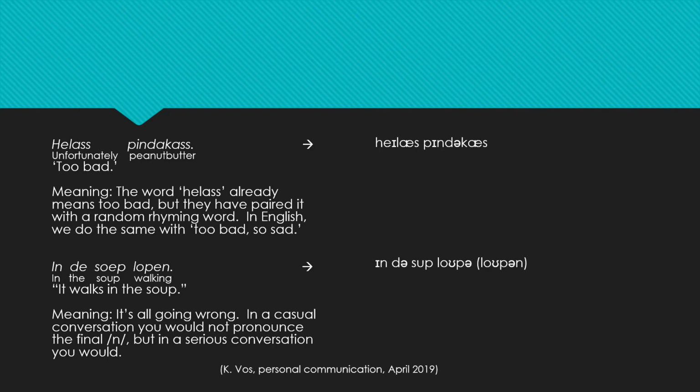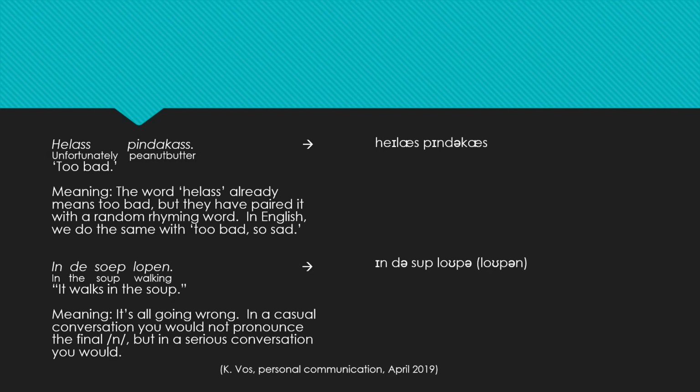And the last one that I learned is in de soep lopen, which means in the soup walking, literally. In English, our sentence would be, it walks in the soup. And the meaning to this is just to say it's all going wrong.